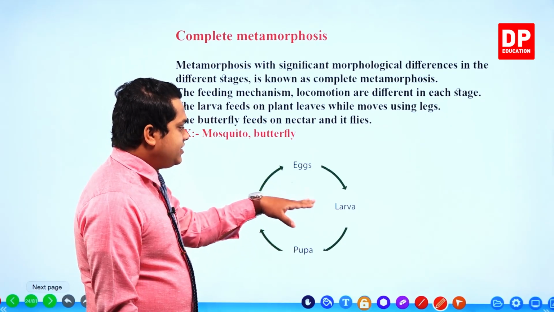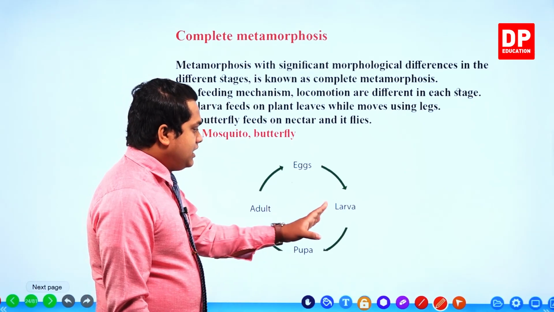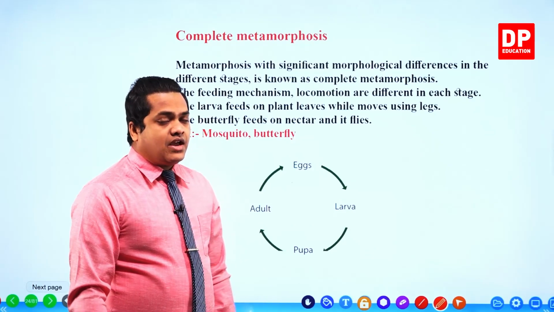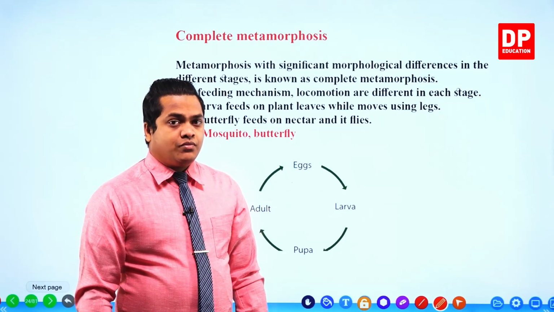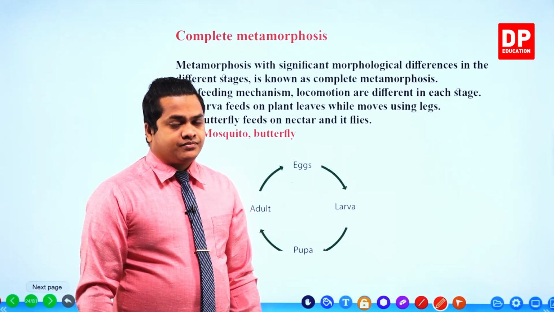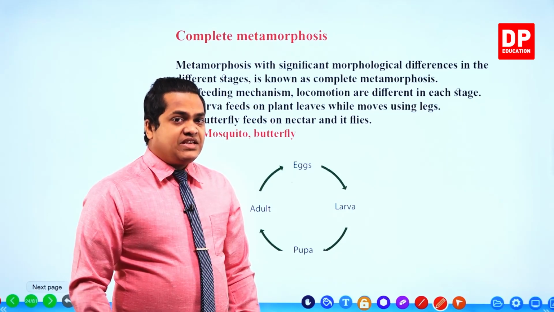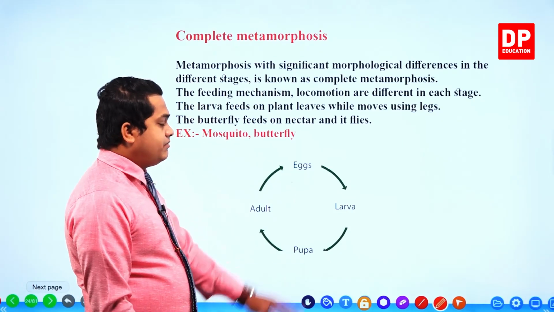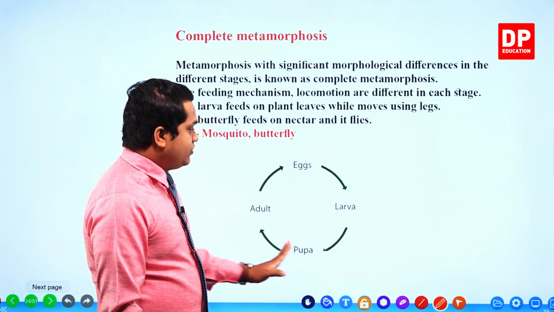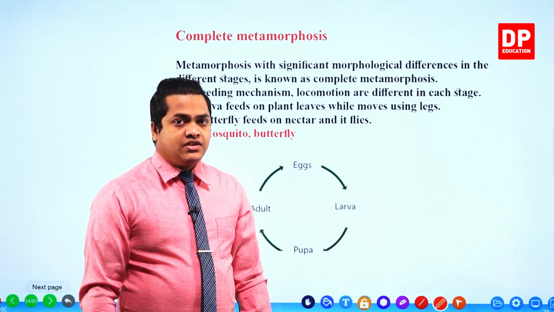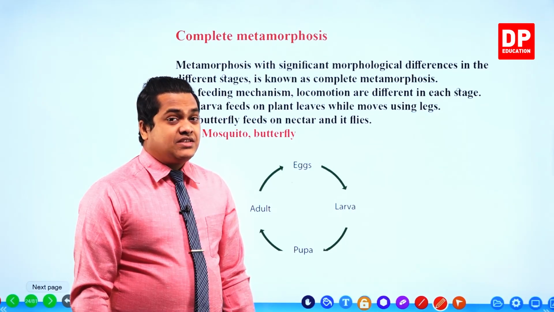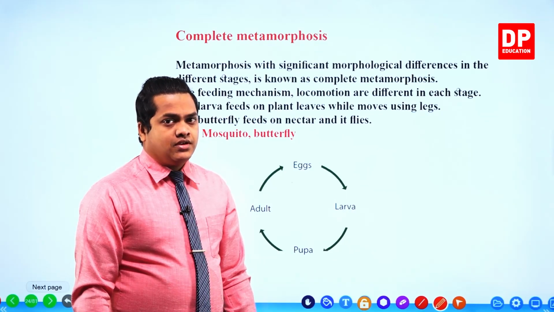So eggs are hatched and the larval stage comes out. Then the larva is converted into a pupal cocoon, which is inactive. After that, the pupal cocoon is going to burst and the adult organism comes out. The best examples are the mosquito and butterfly. Each of these organisms has these four stages. Very clearly we can observe these four stages within these organisms, my dear children. So this is complete metamorphosis.